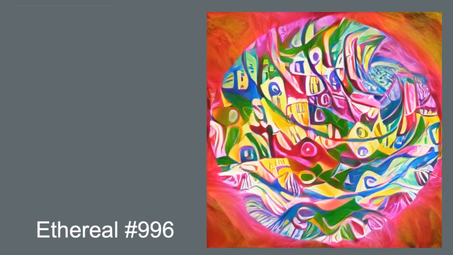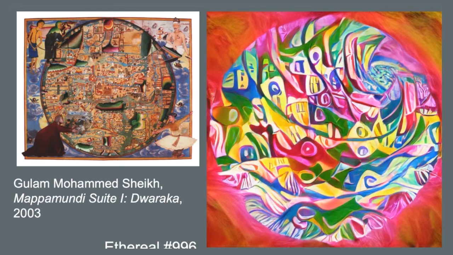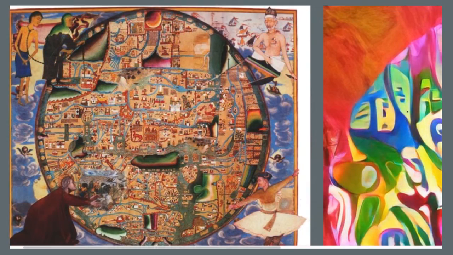What I wanted to think about with this one is Gulam Mohammed Sheikh's Mappamundi suites. And I wanted to think about it in part because he's doing this circle inside a rectangle, so there's already a shared element between the two. But also within the circle, he is doing a city, the city squares, the little buildings, because I was also going to city in my mind with that.